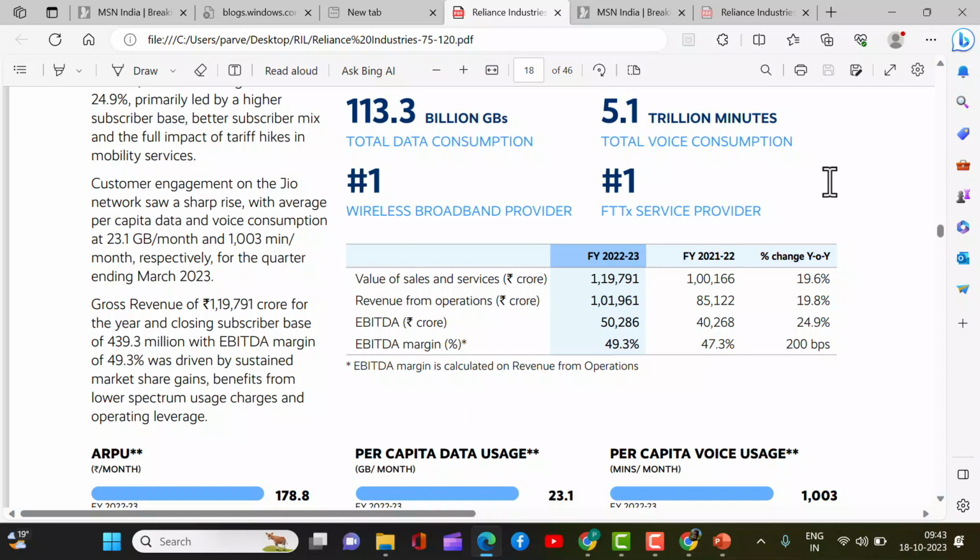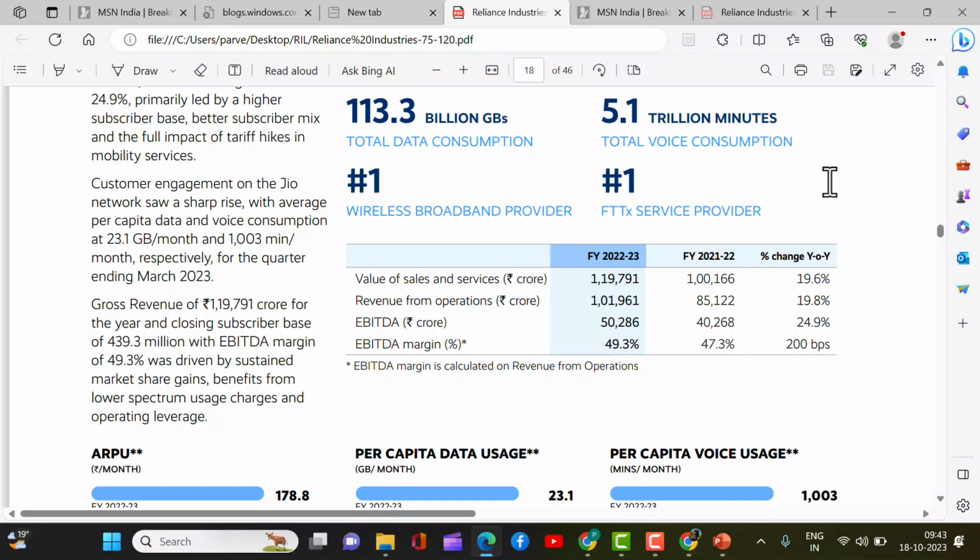So the change has been, what are you finding here? The EBITDA margin has grown from 47 to 49, 200 basis points. But if you look at year-to-year change, what is happening? 19.6% increase in the top line, or 19.8% in the top line. EBITDA has gone up by 25%, and margins have gone up. Again, the fourth leg or vertical is also profitable, and the profits are going up.